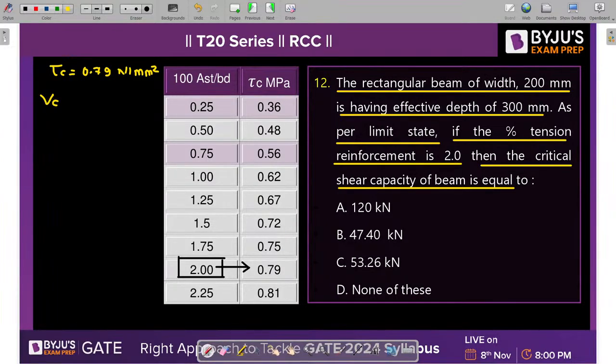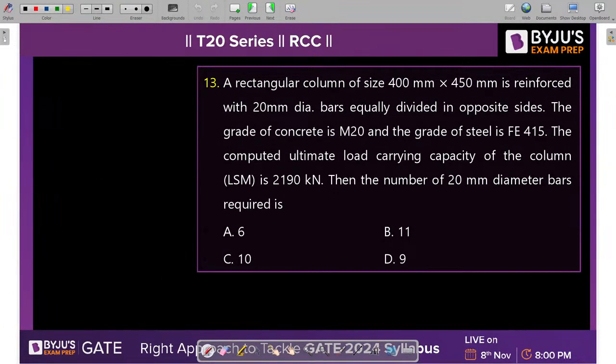So let's calculate the value of VC. VC is equal to how much? Tau C into B into D. So tau C is 0.79. B is equal to 200 and small d is equal to 300. And let's multiply it by 10 raised to power minus 3 so that we will get our answer in terms of kilonewton. So guys, this value is coming around 47.4 kilonewton, and that's why B is the correct answer for the problem. Very nice. B is the correct answer for the problem.